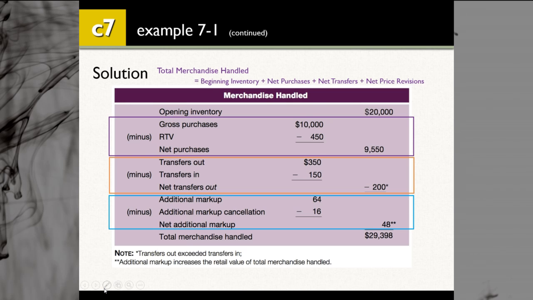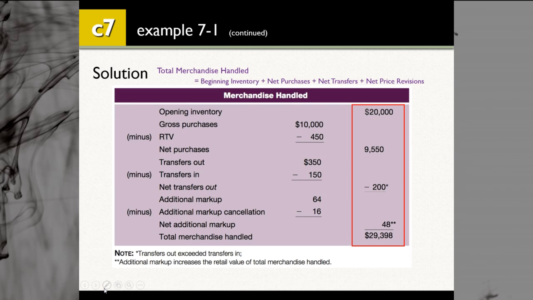You know the beginning inventory, the net purchases, the net transfers, and the net price revisions. What you're going to do is add all this information. Opening inventory 20,000 plus your net purchases 9,550, but your net transfers, these are transfers out, so you're going to minus 200, and then you're going to plus your net additional markup, which is 48, and you get 29,398 as your total merchandise handled.